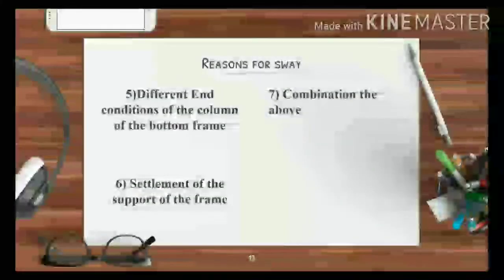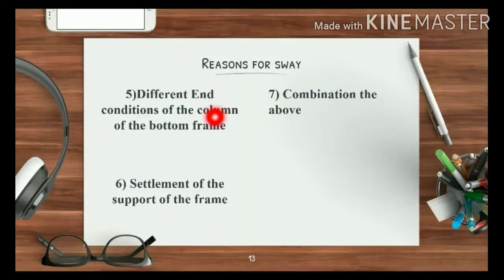Fifth one, different end conditions of the columns of the portal frame. That is, if supports A and D are different, for example if A is a fixed end and D is a hinged end, that is, there is a difference in the support conditions, then due to the difference in support conditions, sway will occur.